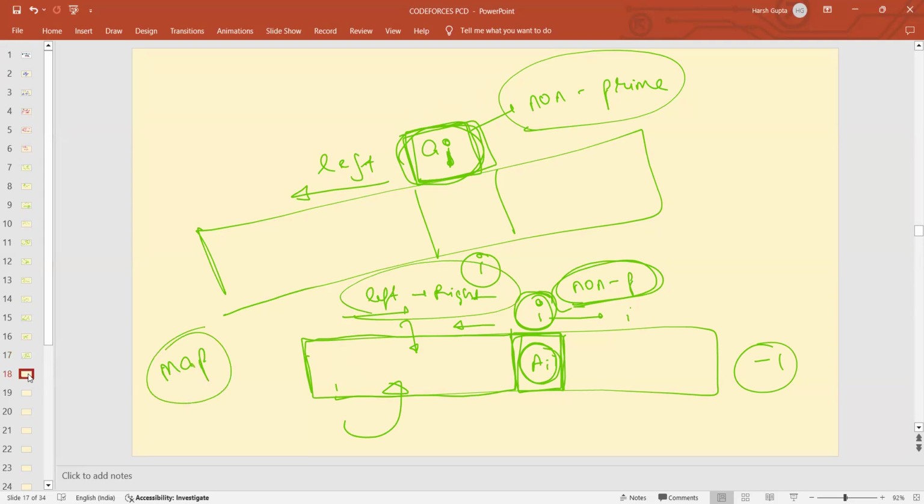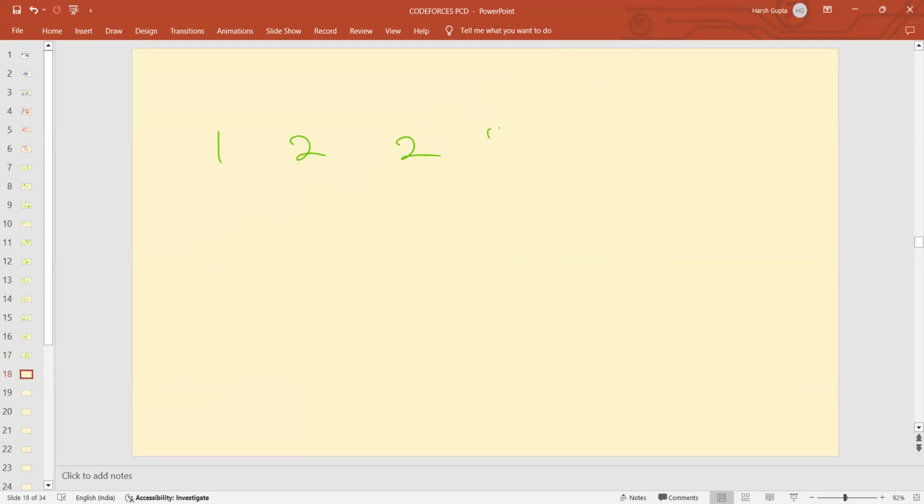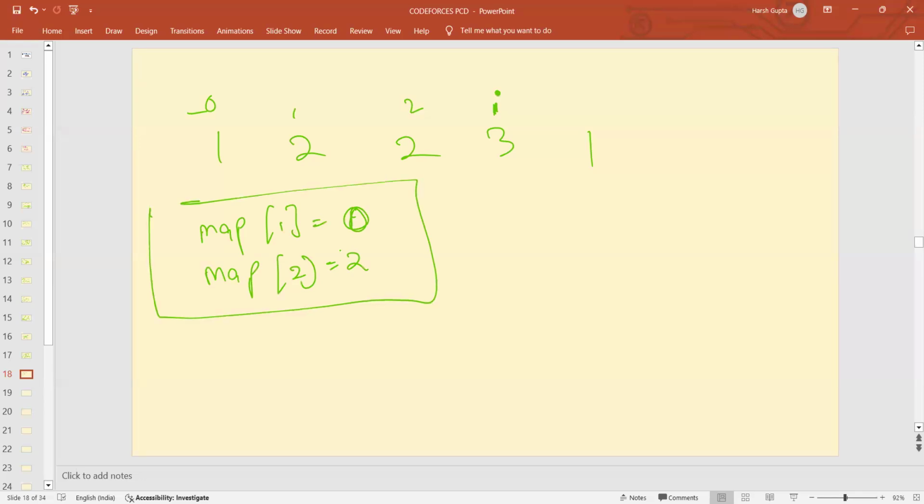Okay. So let's suppose I had 1, 2, 2, 3, 1, something like this. While my i is over here, in my map I have the index of 1 as 0, if I consider 0-based indexing. So index of 1 is 0, and index of 2 is the latest index that has come, so index of 2 is 2. I have this stored in my map.